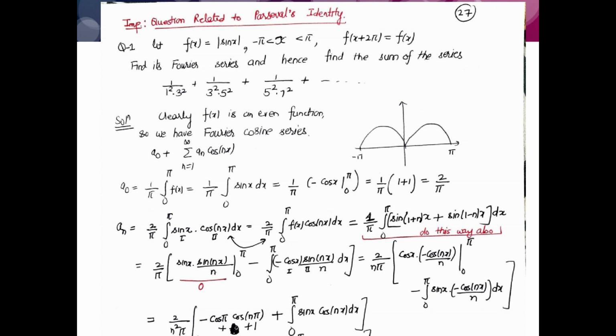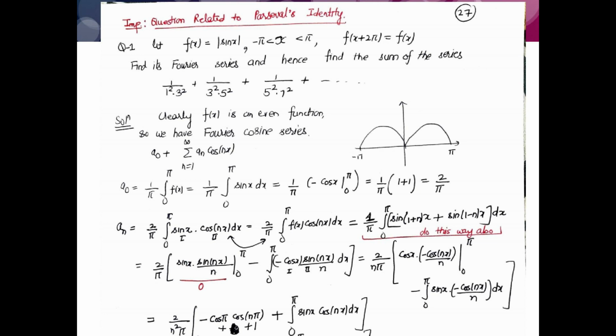Now, a very important numerical problem: questions related to Parseval's identity. Consider the function f(x) = |sin x|, defined on the interval -π to π. f(x) is periodic with period 2π. So we have to find its Fourier series and hence find the sum of the series given below. You can draw the graph of the function.